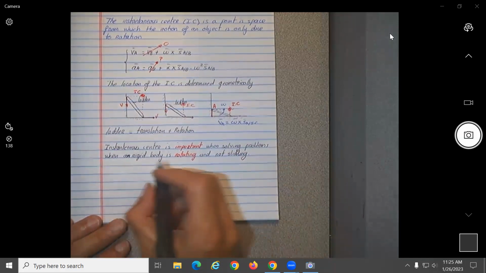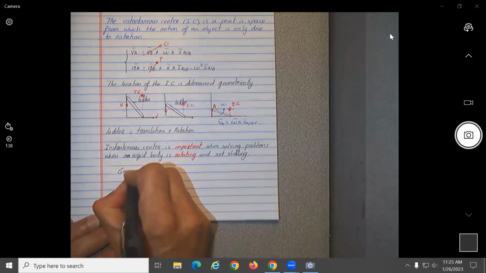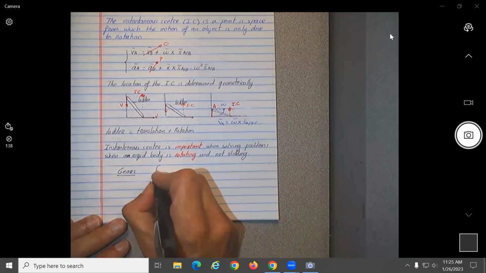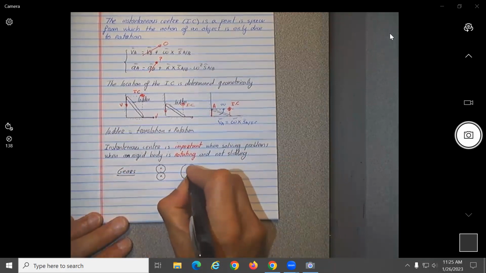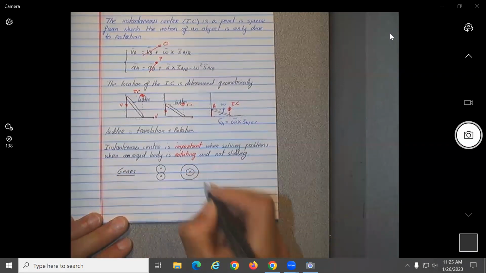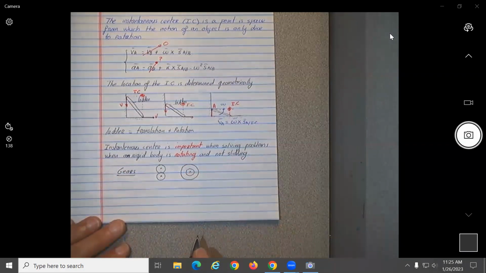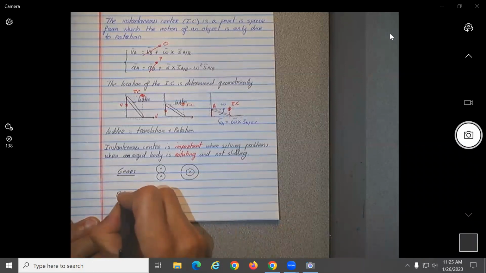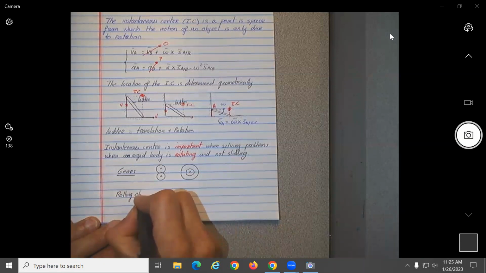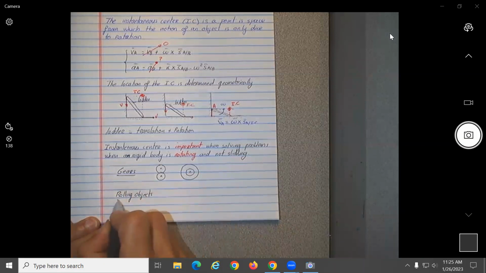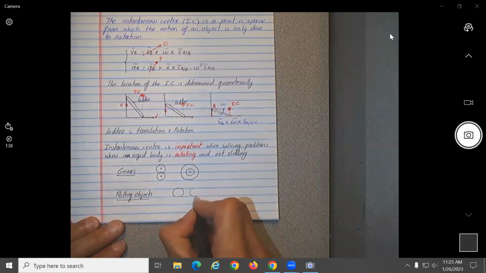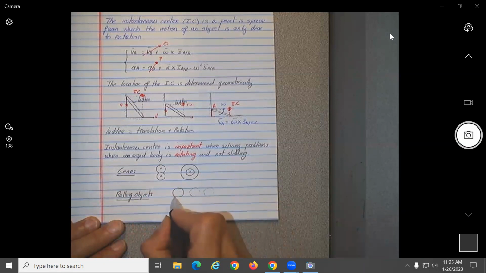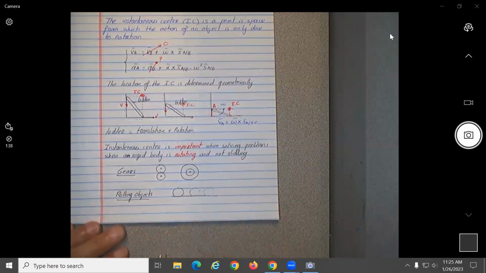So what would be this type of problem? For example, gears. Let's say you can have whatever gears connected to each other this way, all right? Or planetary gears, like you have one here. Or rolling objects, which is the kind of stuff that we did the other day.